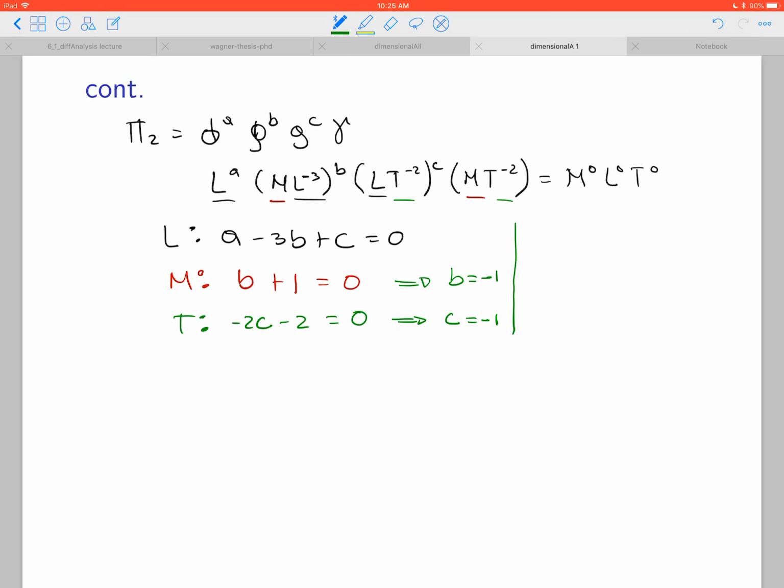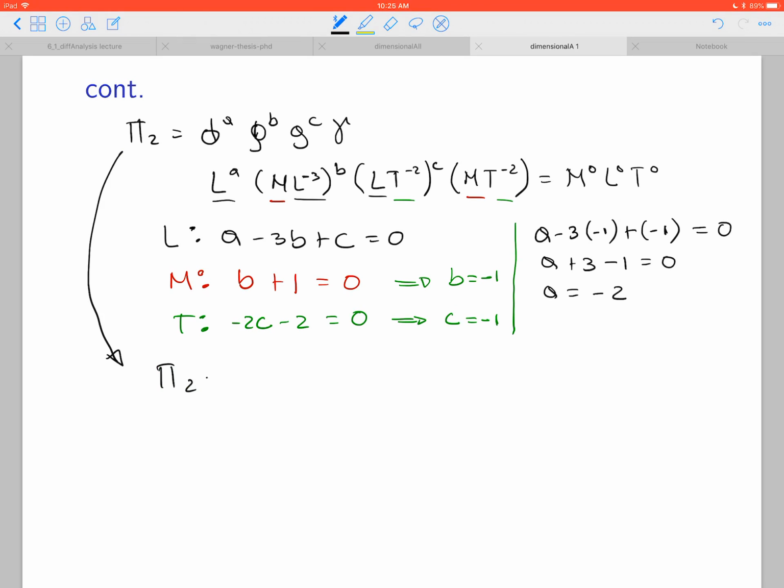So we replace in the first equation. We have a minus 3 multiplied by negative 1, which is b, plus c, which is minus 1, equal to 0. So we have a plus 3 minus 1 equal to 0. Therefore a is equal to negative 2. Replacing back into the relationship for pi 2, we have d to the negative 2, rho to the negative 1, and g to the negative 1, multiplied by gamma. Reorganizing this a little bit, we have gamma divided by d squared rho g. So this is our new pi 2 number.